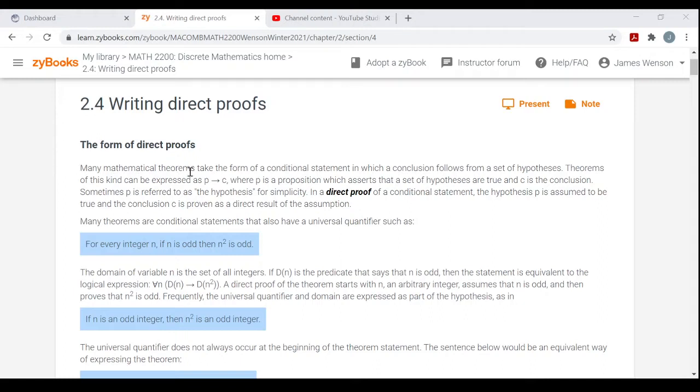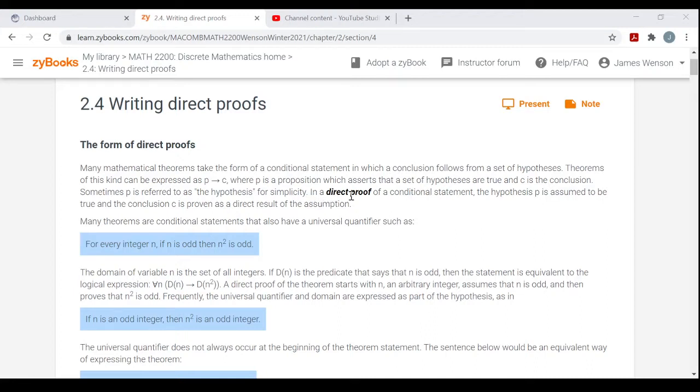So many mathematical theorems take the form of a conditional statement, right, in which a conclusion follows from a set of hypotheses. Theorems of this kind can be expressed as, P implies C, and you've seen this symbolism before, right? If P, then C, where P is a proposition which asserts that a set of hypotheses are true, and C is the conclusion. Sometimes P is simply referred to as the hypothesis.